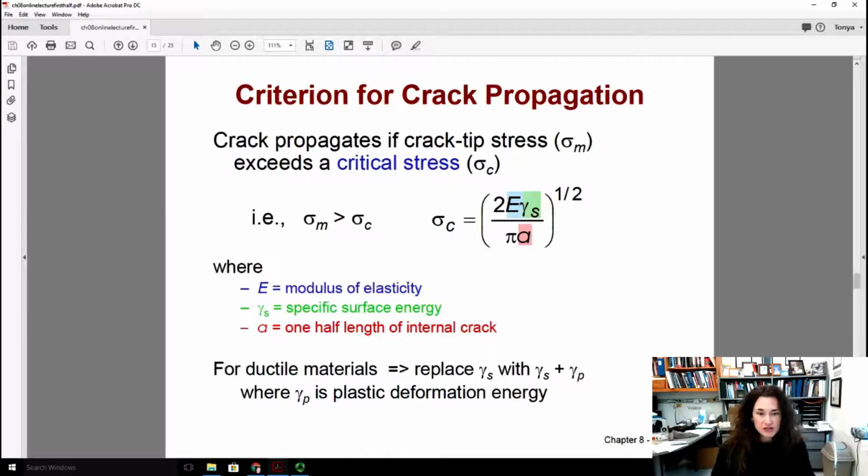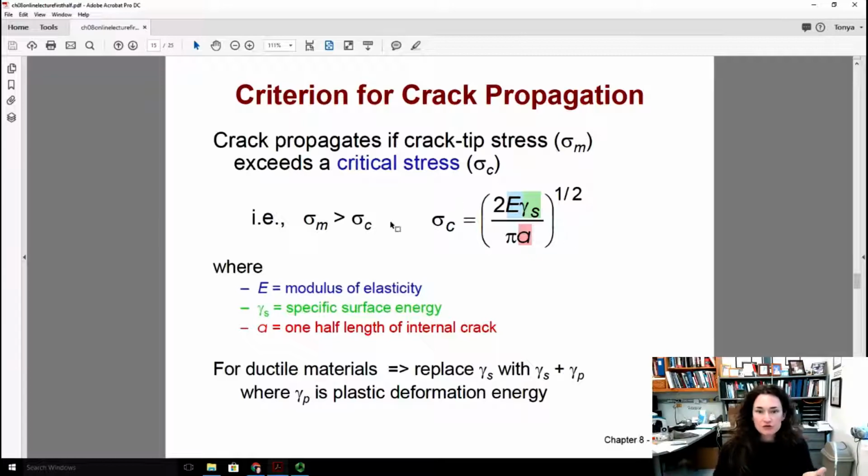E here is the modulus of elasticity, how much energy it takes basically to stretch that out. And then sigma s is your specific surface energy, which is the energy required to form that new surface as that crack propagates. And of course, it's also going to be proportional to the size of the crack. The smaller the crack, the larger the critical stress that it takes. Okay, so that's a, that half internal crack length that we talked about earlier.